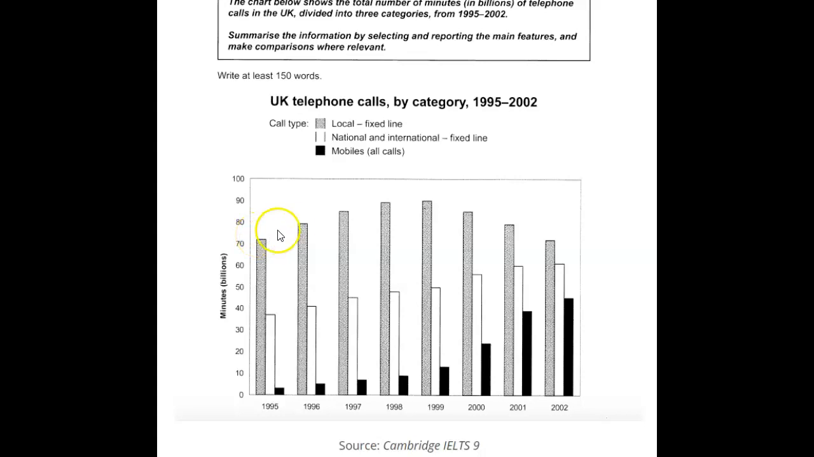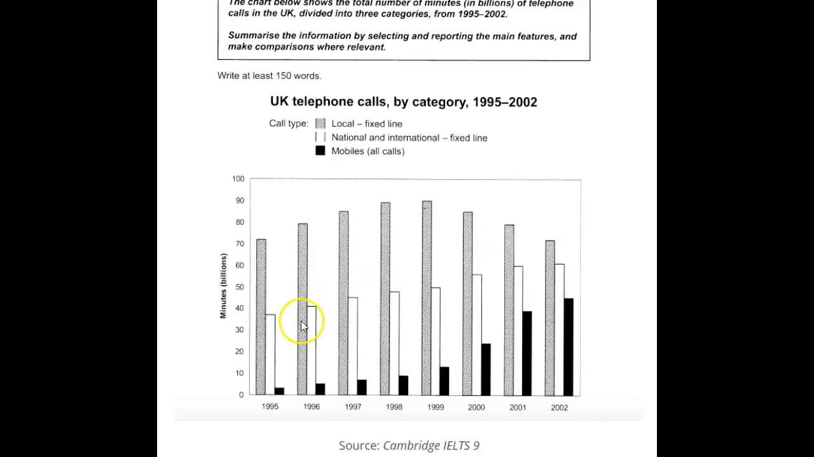They then began a gradual increase until they peaked in 1998 at, what is that, around 90 billion minutes. This was followed by a decline, a gradual decline, you could say, until 2002, when it reached approximately the same figure as that of 1995. Okay, so we've got words like increased, decreased, declined, rose, etc.